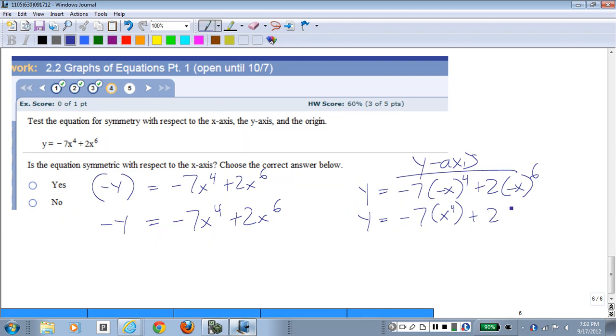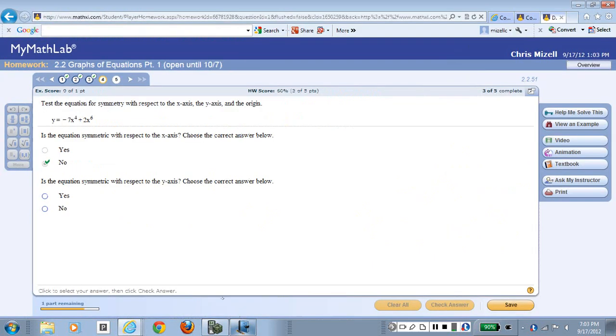6 negatives all multiplied together. Negative times negative times negative times negative times negative times negative. 6 negatives multiplied together give us a positive. 6 x's all multiplied together. X times x times x times x times x times x is x to the 6th power. So we get positive x to the 6th power there. So not too much in the way of simplifying. Y equals negative 7x to the 4th plus 2x to the 6th. This is identical to the original. So although it did not have x-axis symmetry, it does have y-axis symmetry. So we can say yes to that.